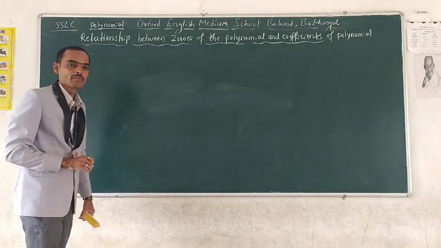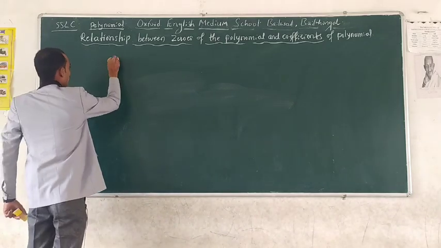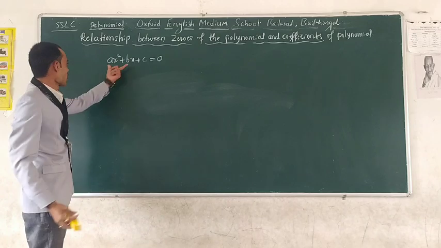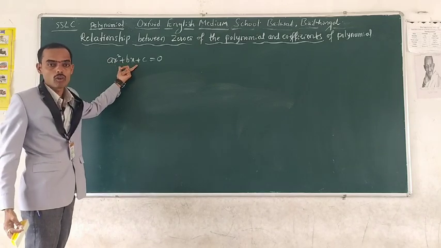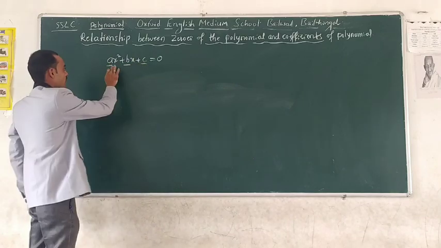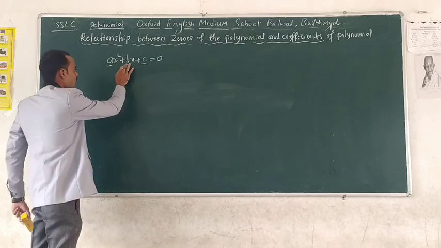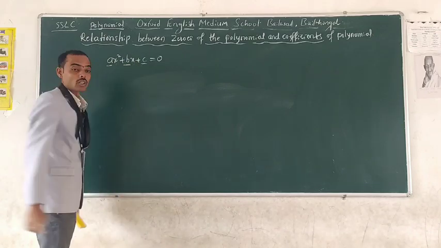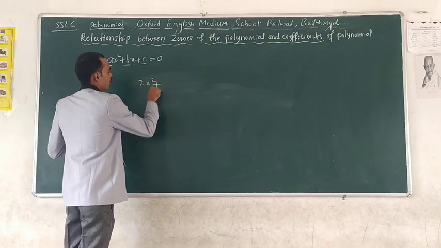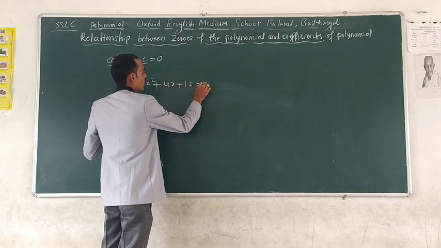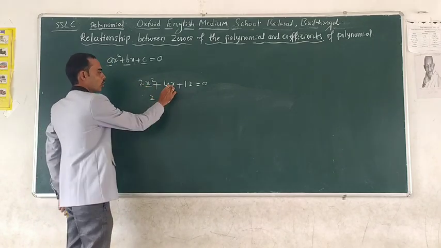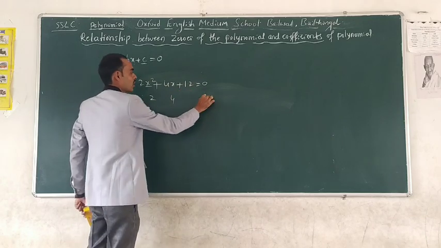Okay, let us see. The general form of the quadratic polynomial is ax square plus bx plus c is equal to 0. This is the general form of a quadratic polynomial or quadratic equation. Here a is the coefficient of x square, b is the coefficient of x, c is the constant. Take one example, 2x square plus 4x plus 12 is equal to 0.